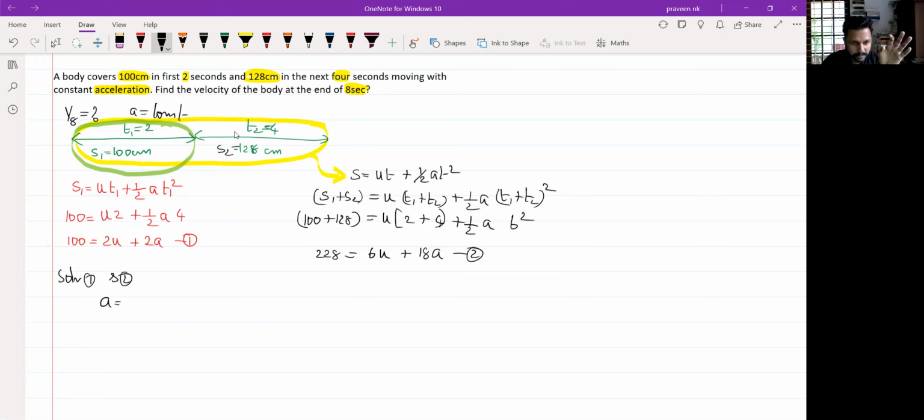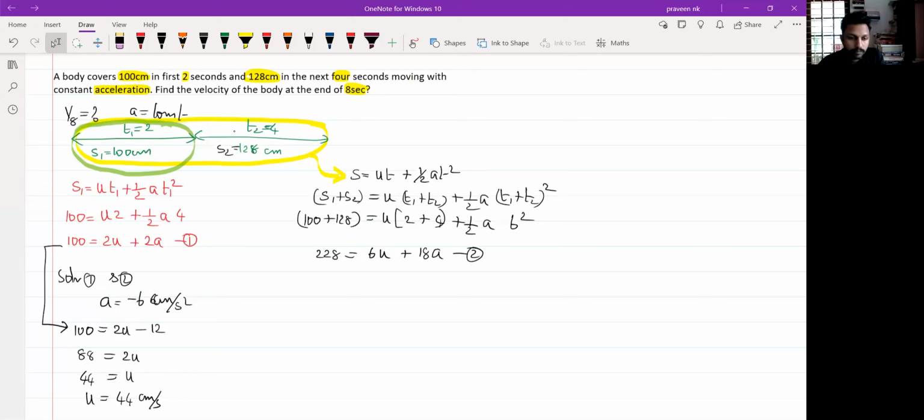I'm not simplifying that. Actually, we are getting the value of a as minus 6 centimeter per second square. That's the answer for solving those two equations. And since a is equal to minus 6 centimeter per second square, if I am substituting the value of a in this particular equation, we can write 100 is equal to 2u. What is a? It is minus 6, therefore minus 2 into 6, that is 12, therefore minus 12. And from which we will get 2u is equal to 100 minus 12, let's say it is 88, and u is equal to 44. Therefore, initial velocity we are obtaining as 44 centimeter per second.